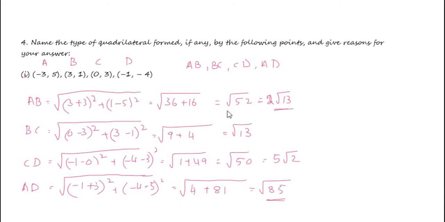If you compare the four sides, there is no specific relation between these lengths. So this is not a square, not a rectangle, not a parallelogram, not a rhombus. So this is not any special quadrilateral. It is just a general quadrilateral.